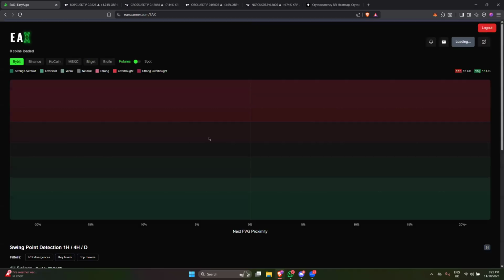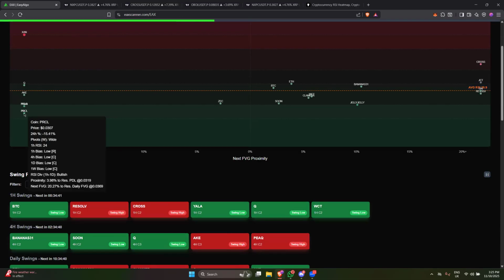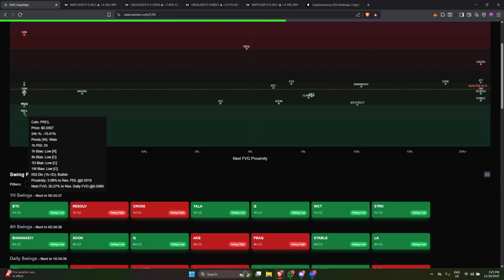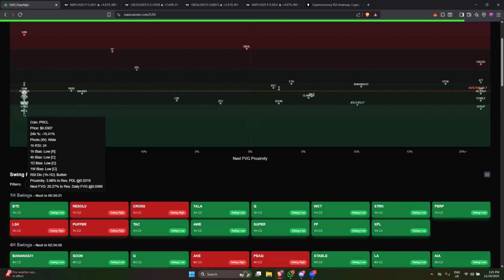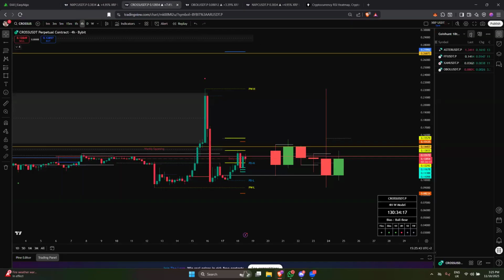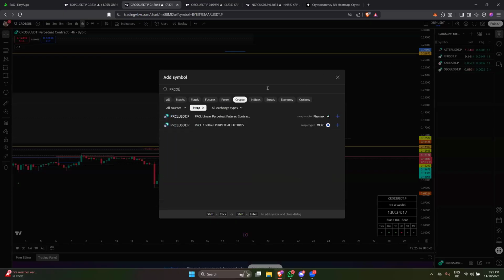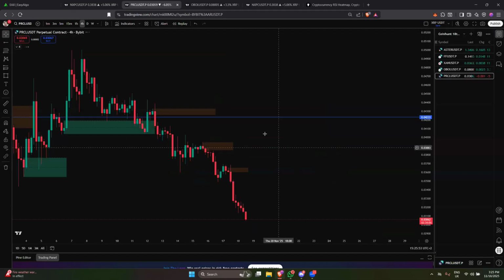I'm going to refresh this. I'm going to try and mark out a long opportunity. This yellow the other day looked so good, and man, still didn't catch it. 24 bullish. Okay, let's have a look at this. ERCL. There we go.